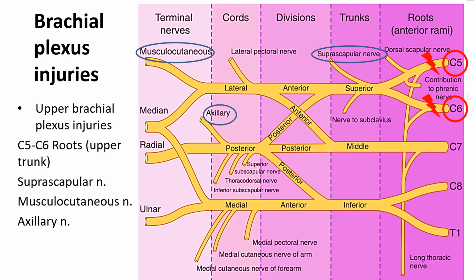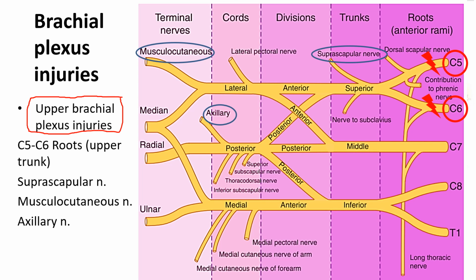There are two types of injuries involving the brachial plexus. The more common one is the upper brachial plexus injury, which involves the upper C5 and C6 roots. It may also involve the superior trunk of the brachial plexus. The following nerves will be affected due to this injury.